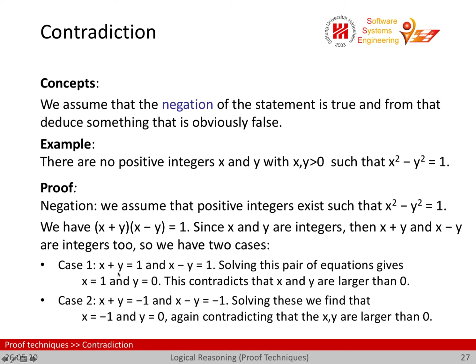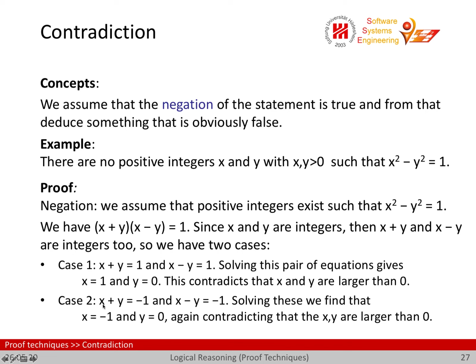So we have two cases. Case 1: x plus y equals 1 and x minus y equals 1. That's one way the multiplication can end up as 1. If we solve this pair of equations, this gives us x equals 1 and y equals 0. However, this contradicts that x and y are larger than 0, as we initially assumed.